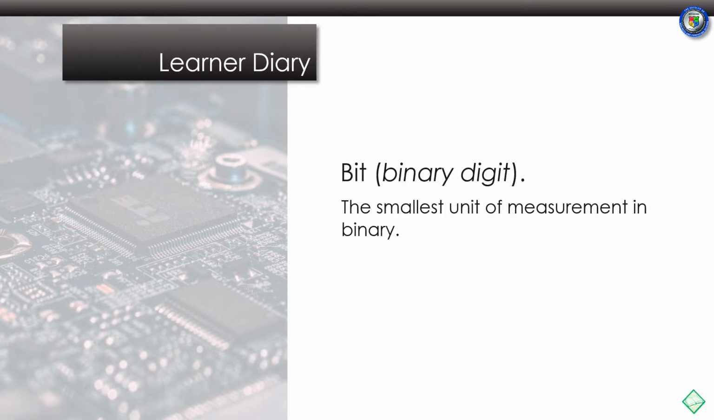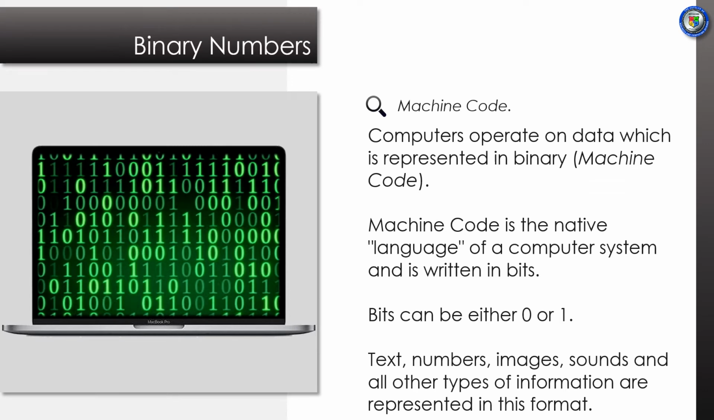Before we move on with the lesson, let's have a small definition. A bit, or a binary digit, is the smallest unit of measurement in binary. This would be represented using a 0 or a 1. When computers use and operate on data, it is represented in binary or machine code. Machine code is the native language of a computer system, and it's written in bits. Again, bits can be either zeros or ones. All text, numbers, images, sounds, and all other types of information within our computer system are represented and stored in this format.